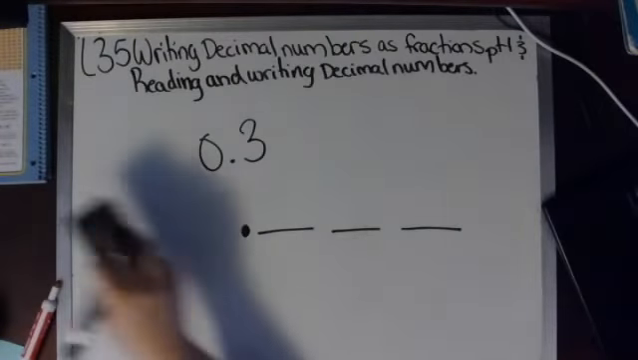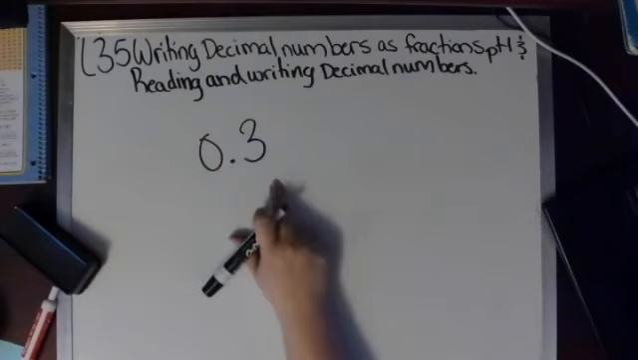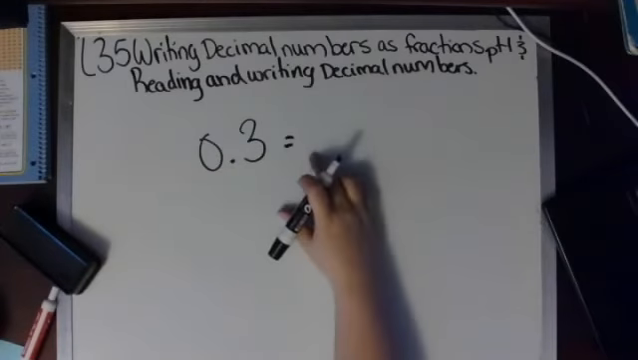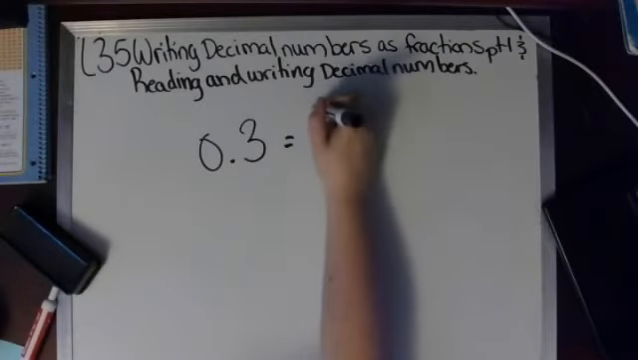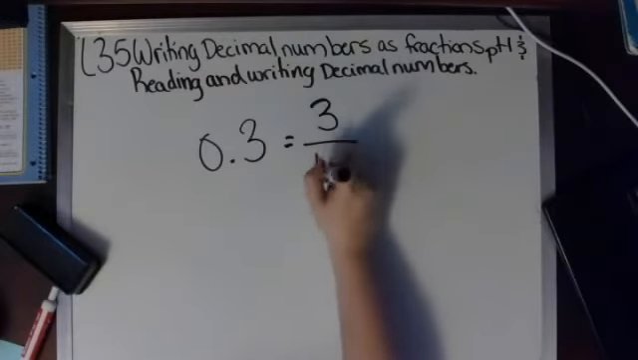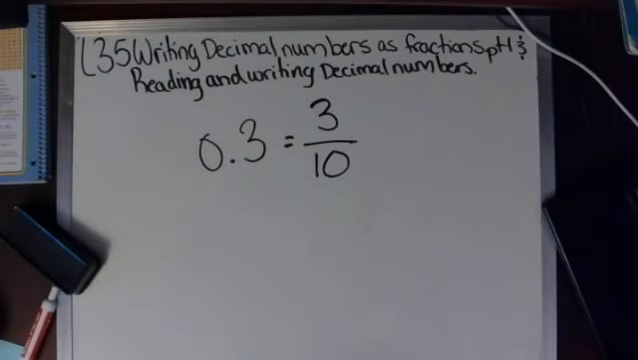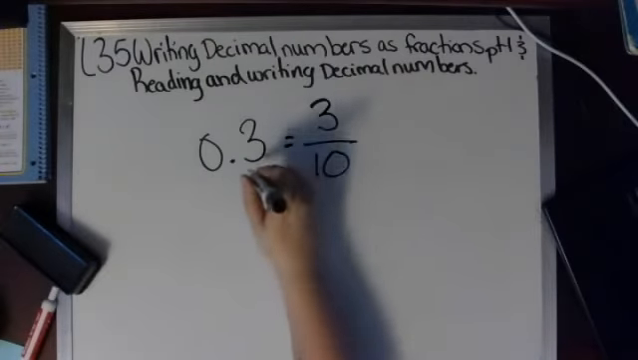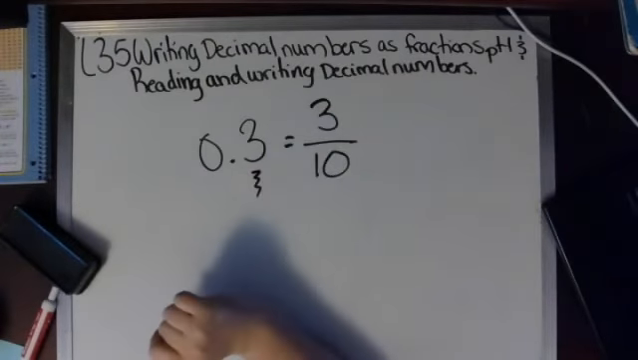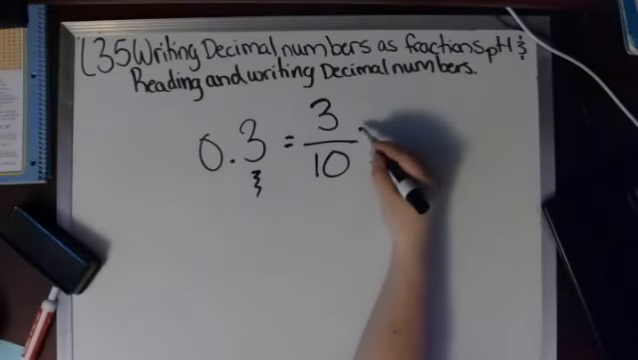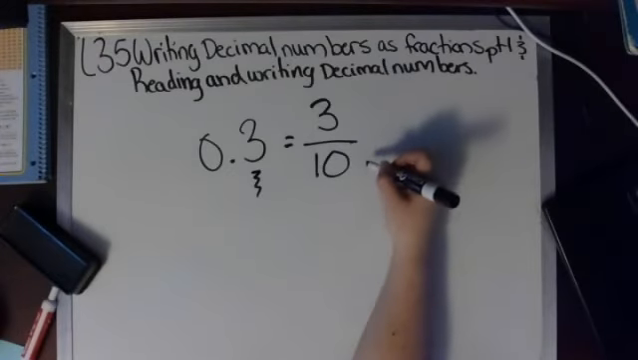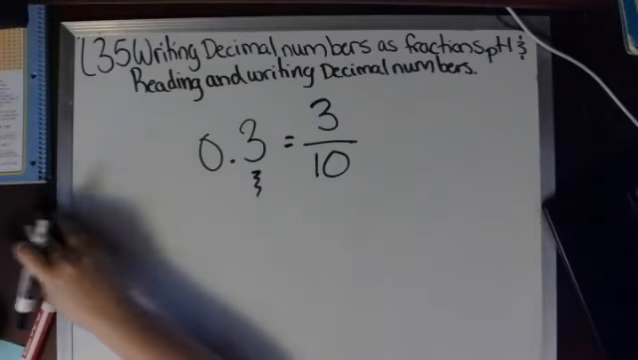Okay, so we're going to take our 0.3 and we're going to turn it into an equivalent fraction, or the fraction that is the same thing. So the equivalent fraction would be 3/10. See how I did that? You say this 3 tenths. You write it as a fraction, 3/10. Okay, super simple. Super, super simple. Okay, let's do another one.